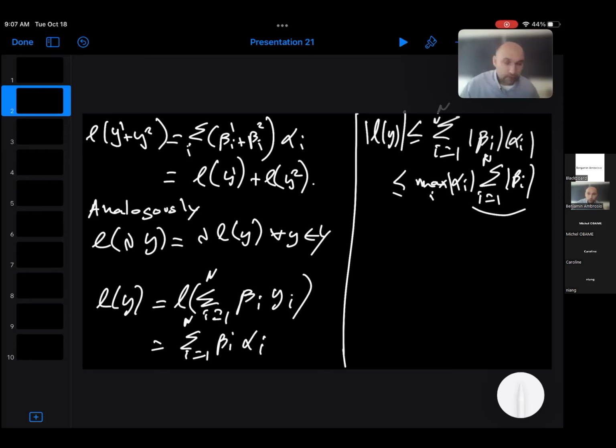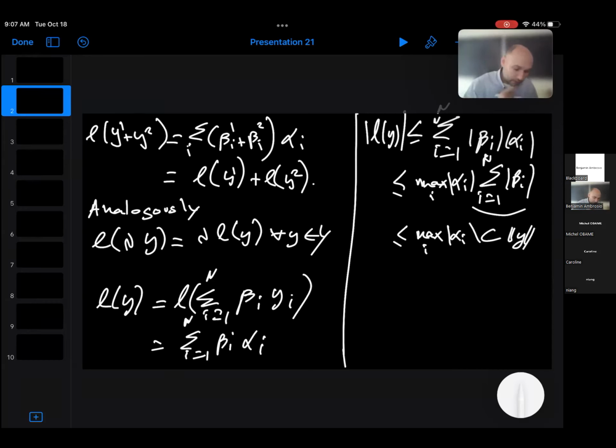This is a norm on Y, but when I deal with finite dimensional spaces, all the norms are equivalent. So there exists some constant C such that, for this first term I don't touch it, but then a constant C times the norm of the Banach space. This is because all the norms are equivalent on finite dimensional spaces. So L is bounded.